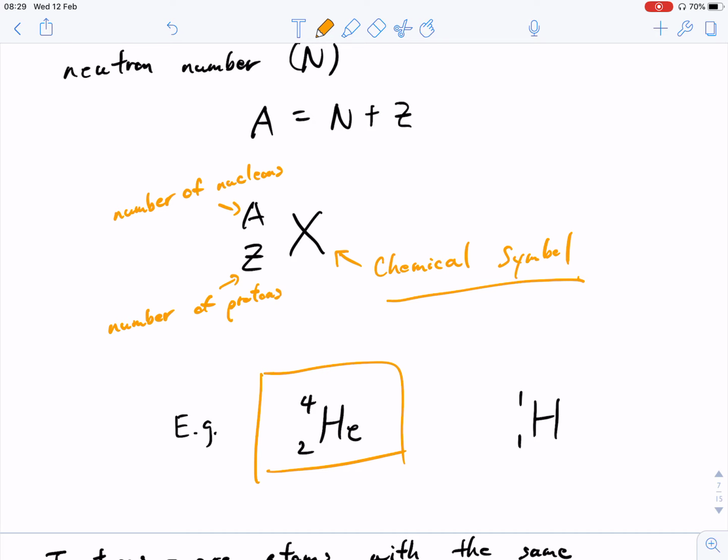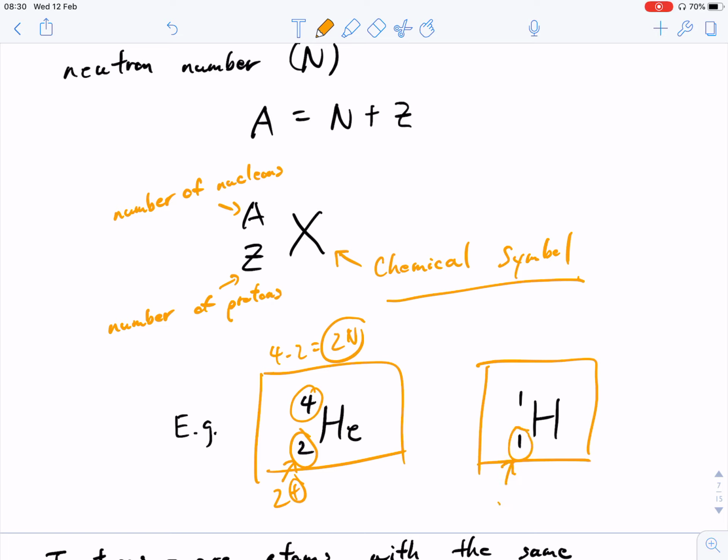So below we have an example of both helium and hydrogen for you, where there are 4 nucleons. So meaning there is any combination of up to 4 neutrons and protons. Then our other number tells us how many protons we have. So we have 2 protons, and if we do the subtraction, 4 minus 2, that leaves us with 2 neutrons. The hydrogen atom here has 1 proton, and because there's only 1 nucleon, that means there are actually no neutrons.